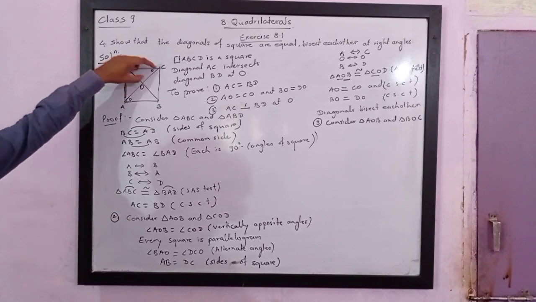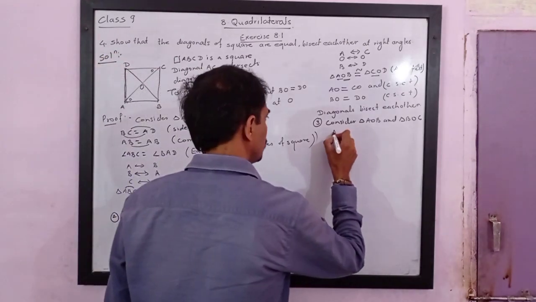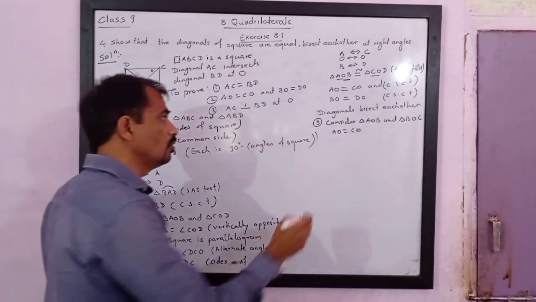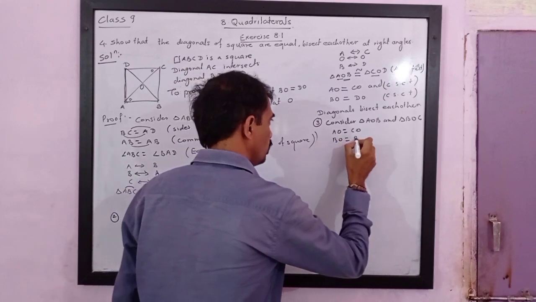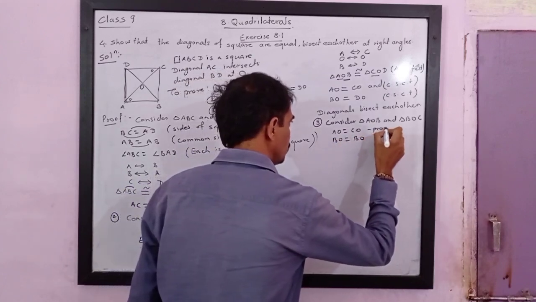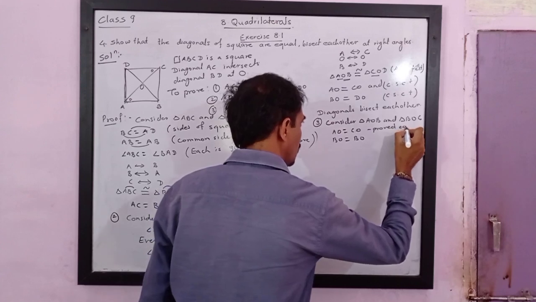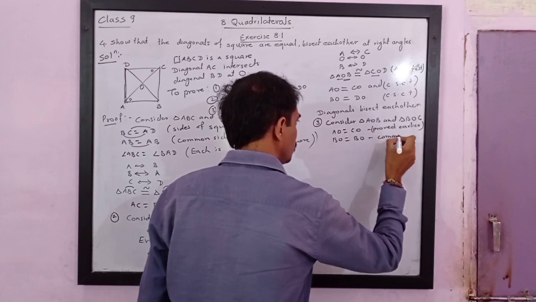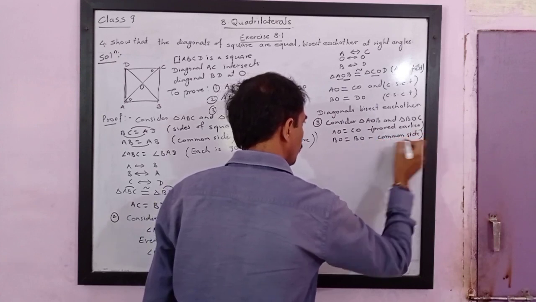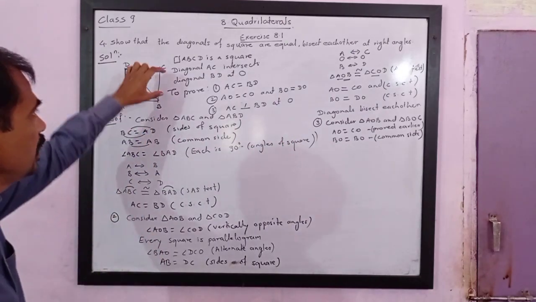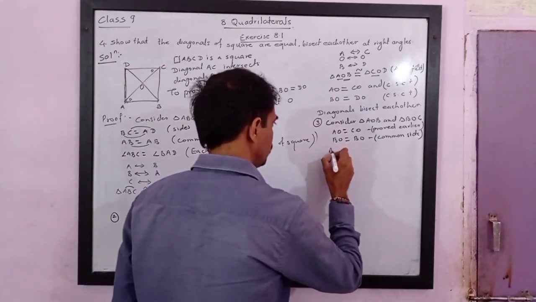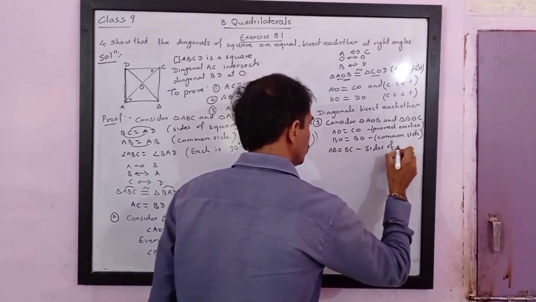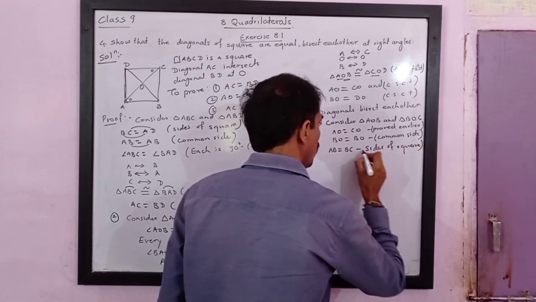We have just proved that AO equals CO. Then BO equals BO, proved earlier. This is a common side. And the remaining is AB equals BC, sides of the square. All sides of a square are equal.